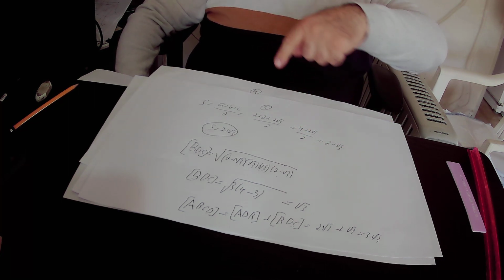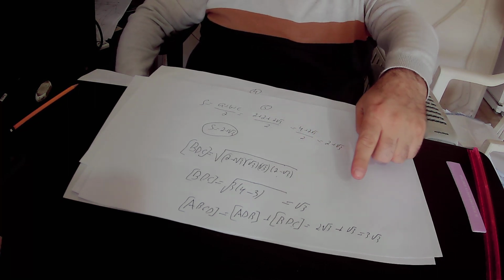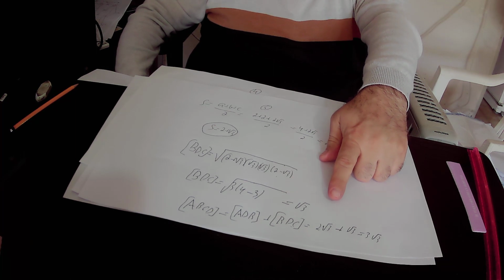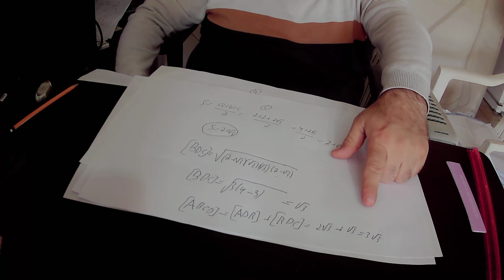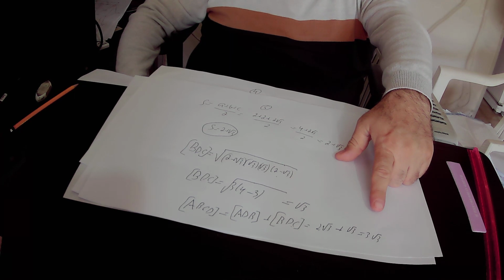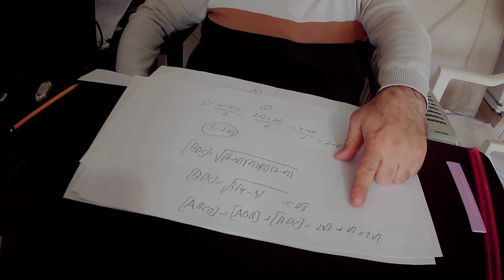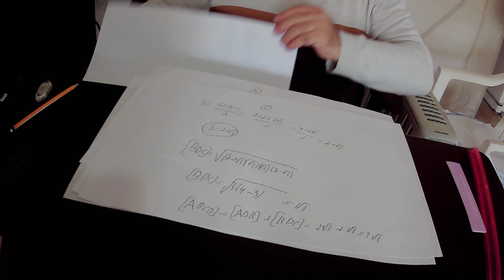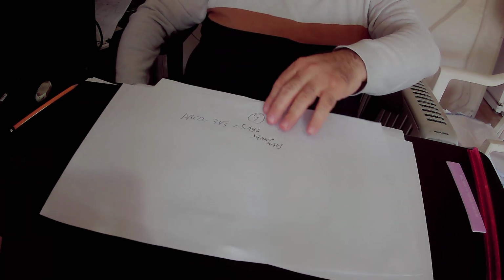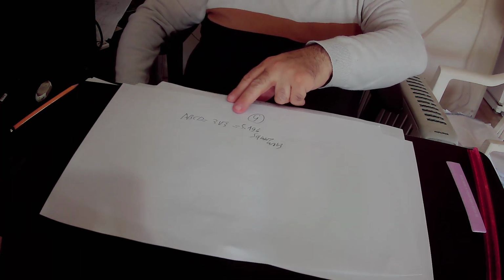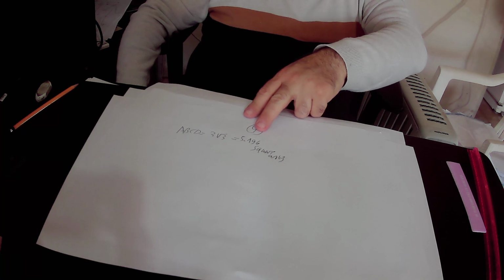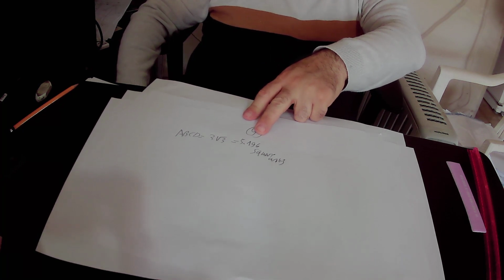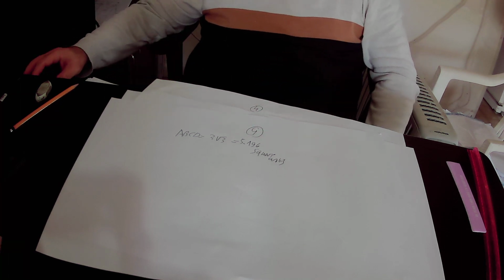And the area of quadrilateral ABCD equals the area of triangle ADB plus the area of triangle BDC. That is, the area of triangle ADB is 2 times square root of 3 units, and the area of triangle BDC is the square root of 3 units. 2 times square root of 3 units plus 1 times square root of 3 units is 3 times square root of 3 units. So we found out that the area of quadrilateral ABCD equals 3 times square root of 3 units. So in terms of numbers, it equals 5.196 square units. Okay, thank you very much.